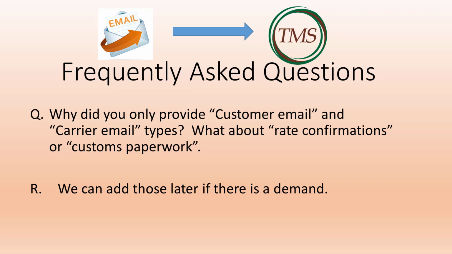People ask us, why did you only provide customer email and carrier email types? What about like rate confirmations or customs paperwork? Well, we can add them later on. Your workaround right now would be to upload the paperwork and then just change the paperwork type once it's uploaded.